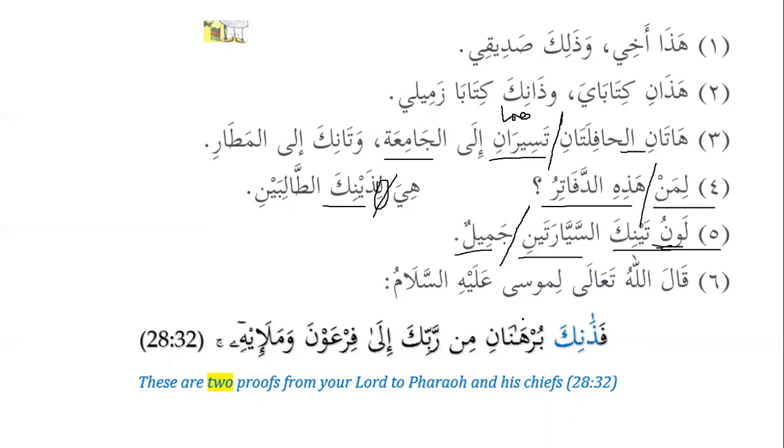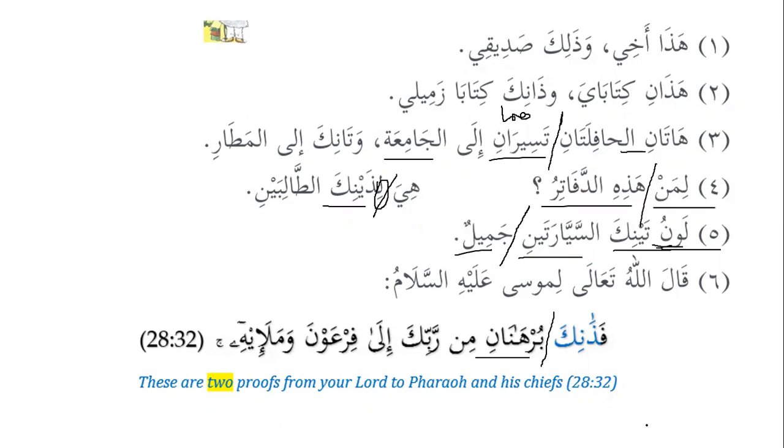Qala Allahu ta'ala, Allah subhanahu wa ta'ala said in the Quran, to Musa alayhi salam, fadhanika burhanani min rabbika ila fir'awna wa mala'ihi. So as we can see here now, fadhanika will be mubtada and burhanani will be khabar. These two are proofs from your Lord to Pharaoh and his chiefs.